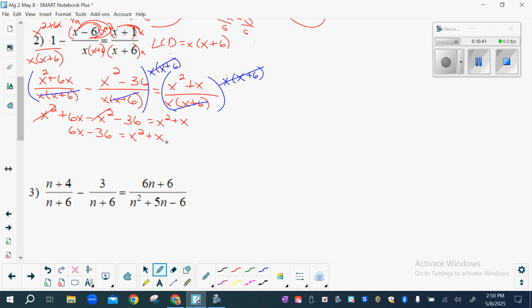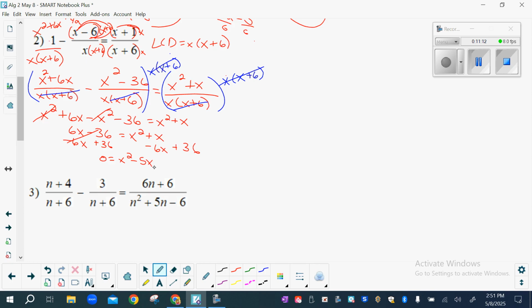So this x squared is the key. Because we've got x squared there, what do we do on the warm-up, that first one? We got everything equal to 0. So we need to do the same thing here. We need to subtract the 6x and add the 36, because we're going to have to factor. So we get x, these cancel, 0 equals x squared minus 5x.